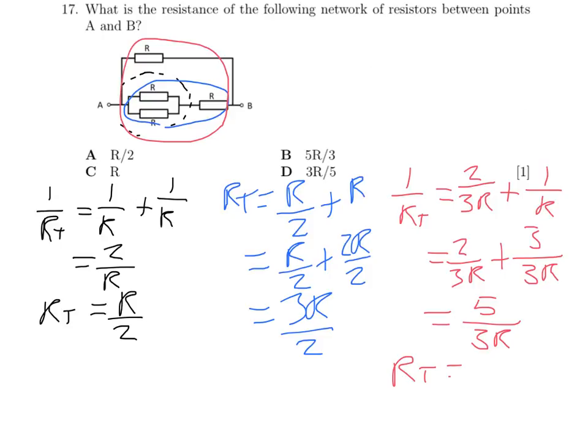And then we find the total resistance by finding the reciprocal of that. So 3R over 5 is our final answer there. So it's answer D we're looking for.